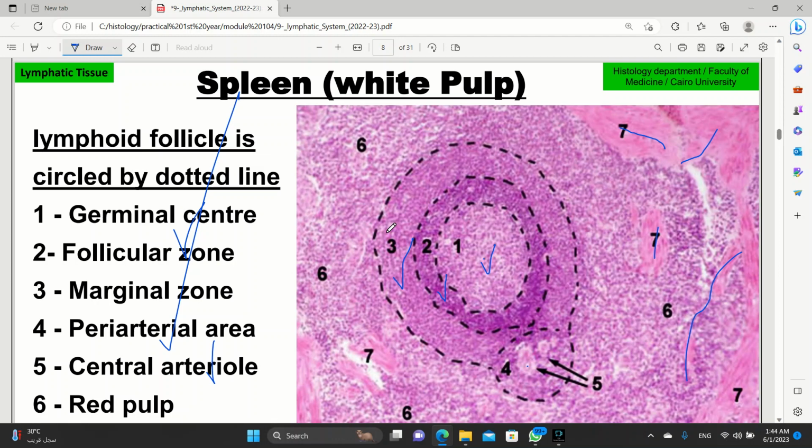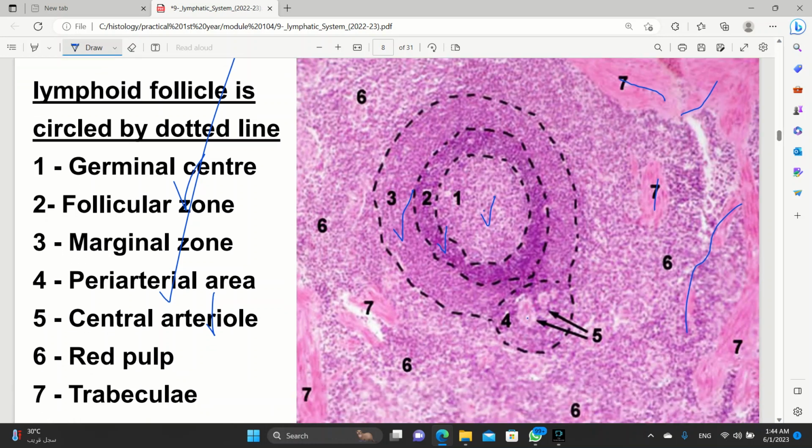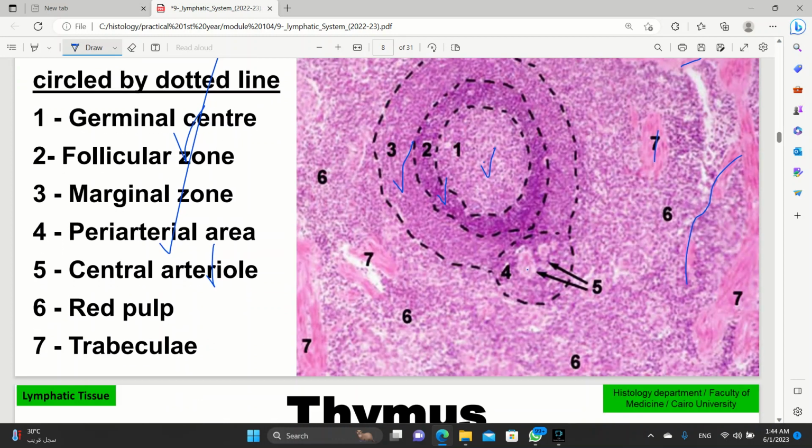So what is left from this stuff is the red pulp. This is how I memorize it easily. I know there are some components, like blood cords and blood sinusoids, but these are not visible here. You cannot see them, so we're not talking about them. So the aggregations of some circular stuff, that's white pulp. The rest of the stuff, that's the red pulp.